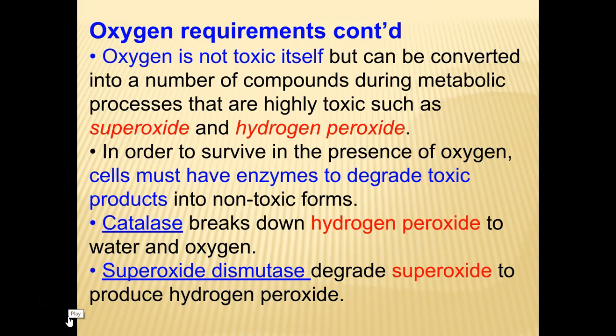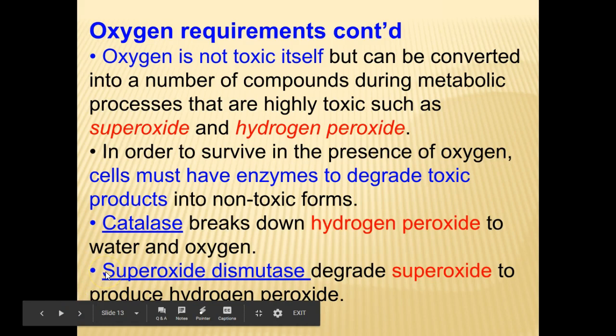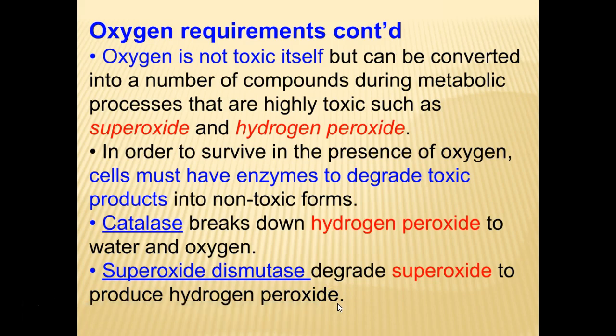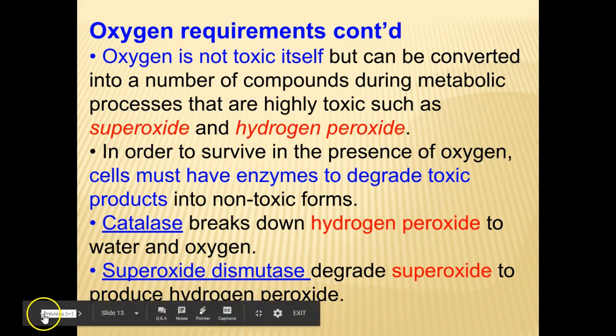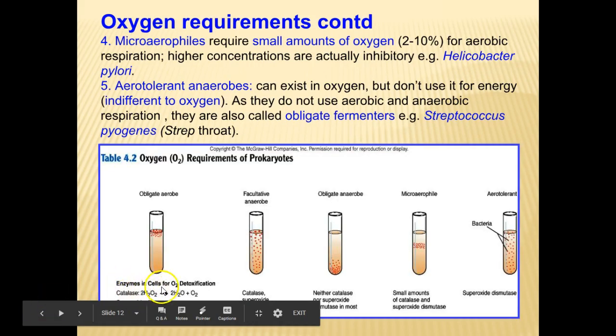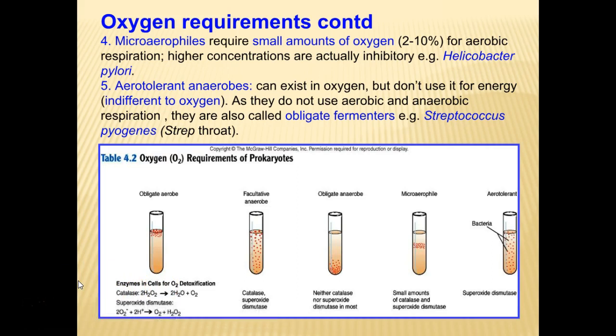Interesting. But if superoxide dismutase degrades superoxide into hydrogen peroxide, isn't hydrogen peroxide toxic too? Yep. So that means that bacteria would have to have both. Check this out. Look down here at the bottom of our previous screen. The obligate aerobes have superoxide dismutase and catalase, as does a facultative anaerobe.